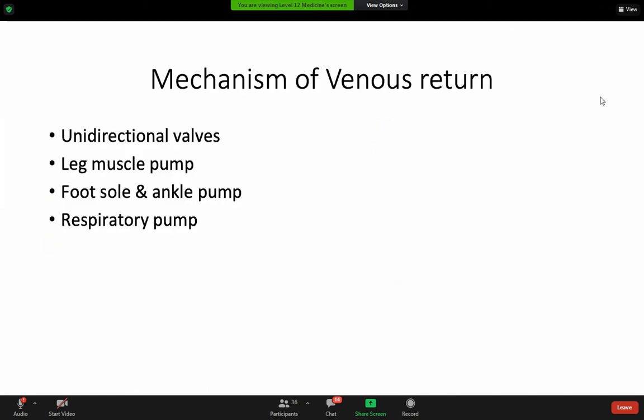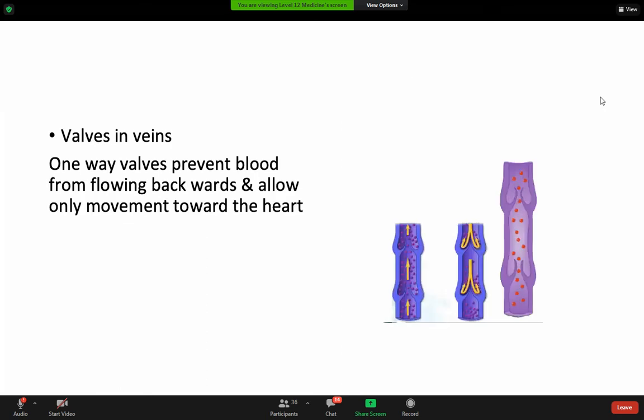What are the mechanisms of venous return? If you remember, there are 4 mechanisms. Unidirectional valves can help in the venous return because the blood will go in one direction, will not come back. Leg muscle pump is very important while walking. Foot sole and ankle pump is very important also while walking, and respiratory pump.